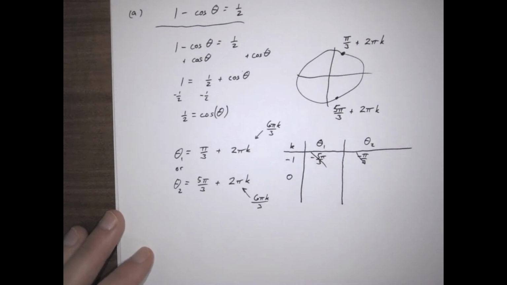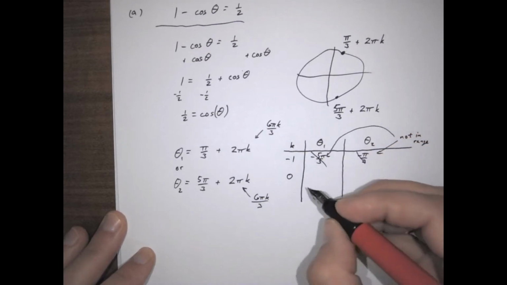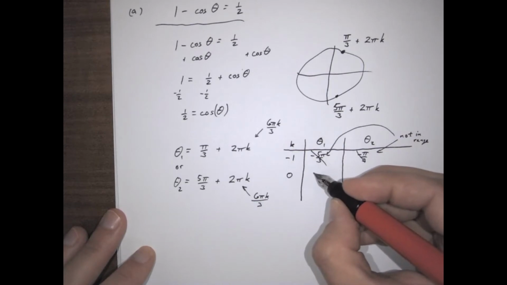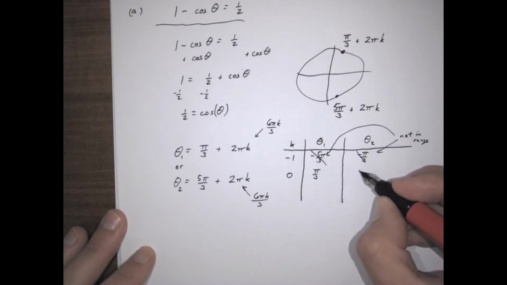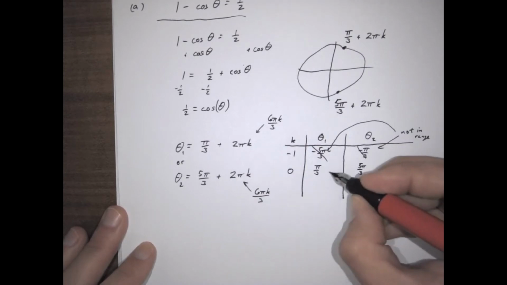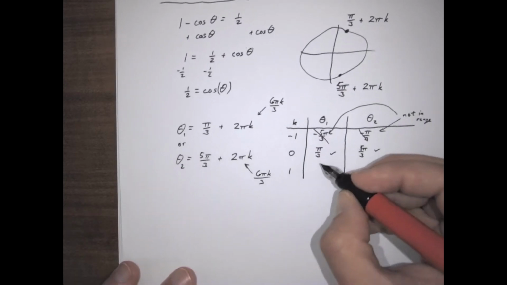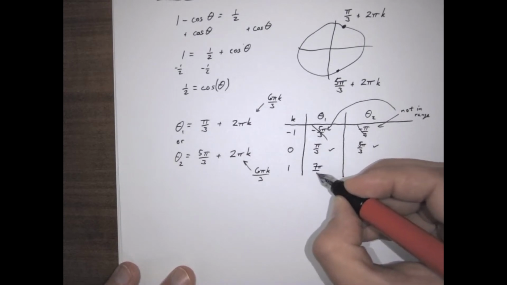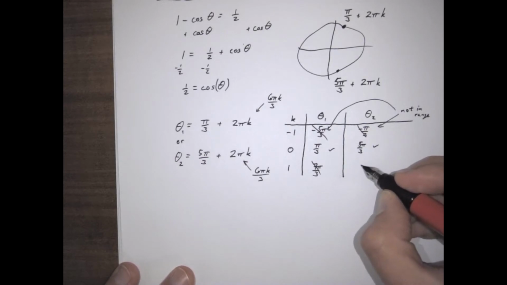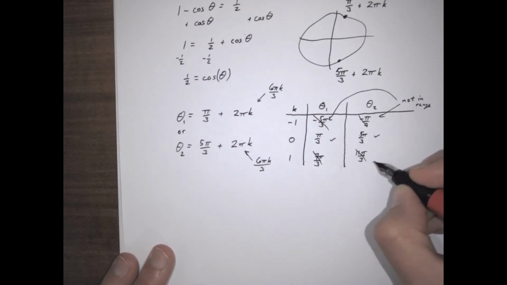All right, so then you try maybe 0. And so these are not in the range. Okay, not those ones. Try k equals 0. So pi over 3 plus 0 times 6 pi over 3 is just going to be pi over 3. 5 pi over 3 plus 0 times 6 pi over 3 is going to be equal to 5 pi over 3. So those are both good. Check and check. And then we'll try k equals 1. So that's pi over 3 plus 6 pi over 3 is going to be 7 pi over 3, not in the range. And similarly, if we try it on the other one, that's going to be 11 pi over 3, and that will not be in the range either.